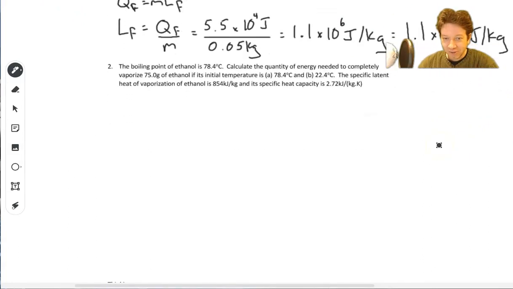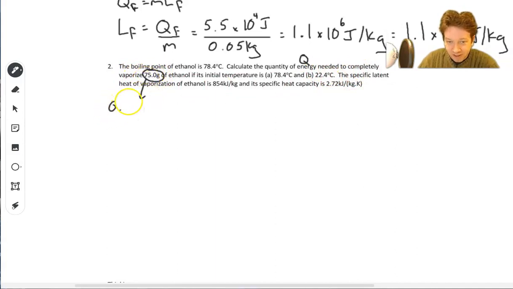Now, question 2 says the boiling point of ethanol is 78.4 degrees Celsius. Calculate the quantity of energy. So it wants to know energy. That means we want to solve for Q. Needed to completely vaporize this much grams of ethanol. So let's change that into kilograms.